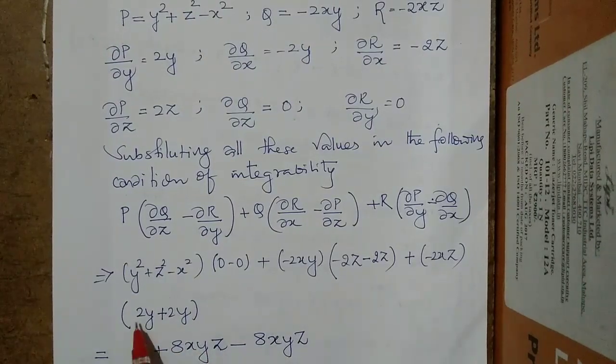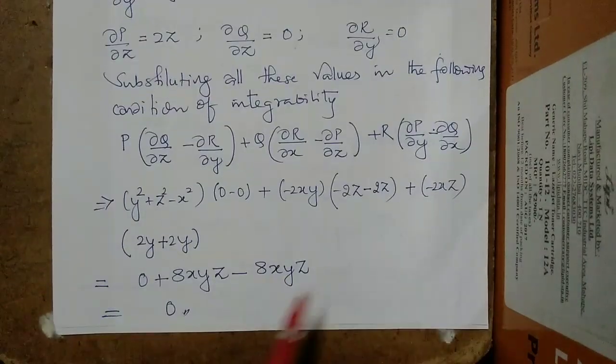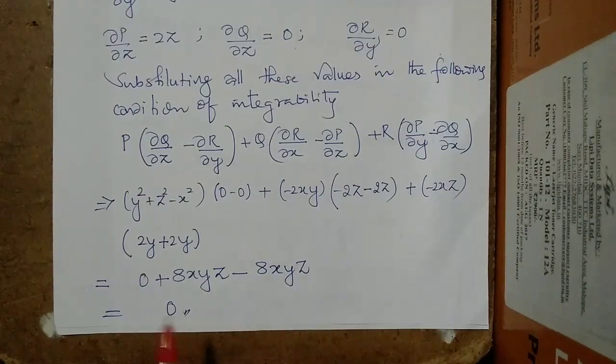Similarly, minus into plus, it is 4y into 2, 8xyz, that is with minus symbol. So plus xyz minus 8xyz will get cancelled. That value is equal to 0. Therefore, the condition of integrability has been satisfied for the given differential equation. The first part is completed.